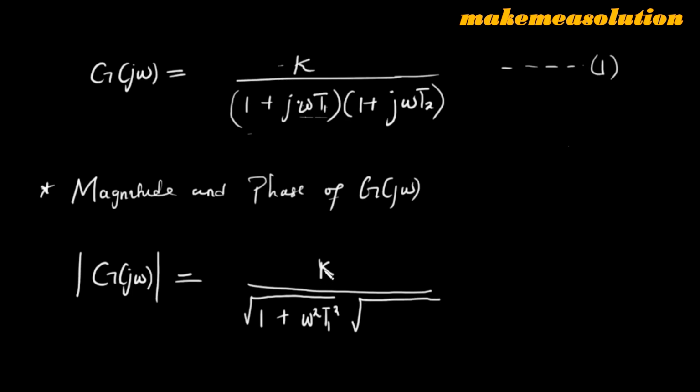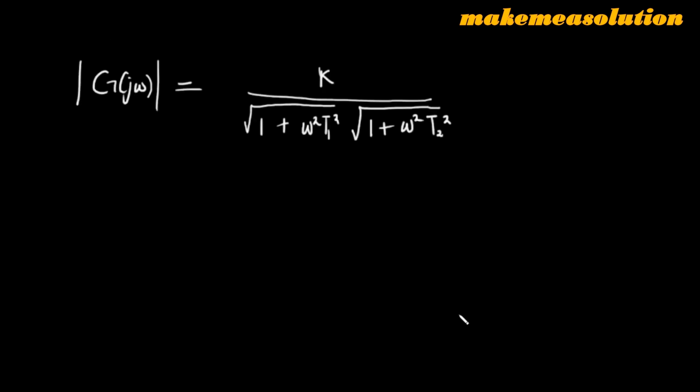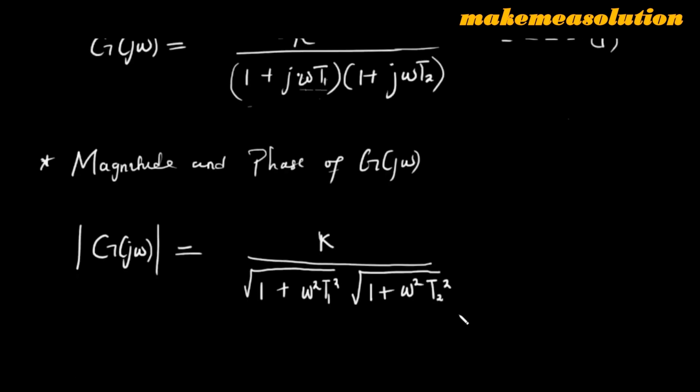So the magnitude of the numerator is K, and the magnitude of the denominator is the magnitude of this complex number times the magnitude of this complex number, which is going to be the square root of 1 plus omega squared T2 squared. Is that okay? So if you want to find the phase of G(j omega), I can call this equation 2 for magnitude.